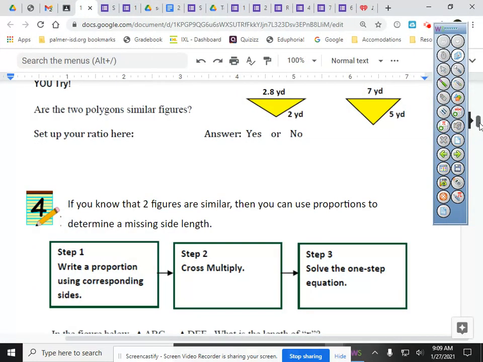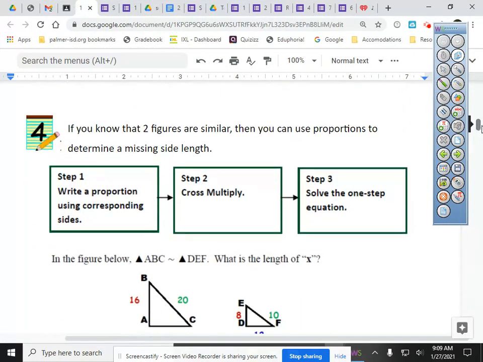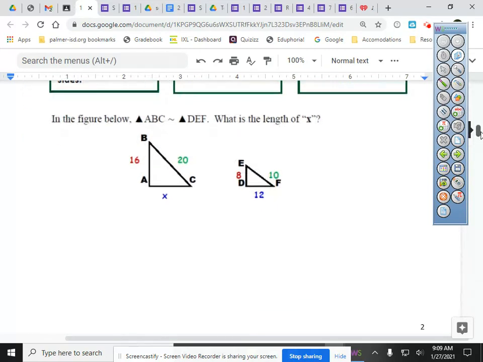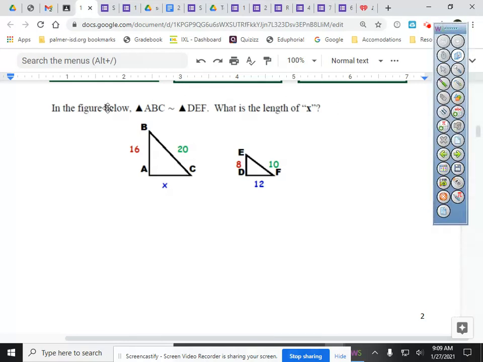I know. So number 4, if you have 2 figures that are similar, then you can use proportions to determine a missing side length. I'm going to read this here. In the figure below, triangle ABC is similar to triangle DEF. What is the length of X?